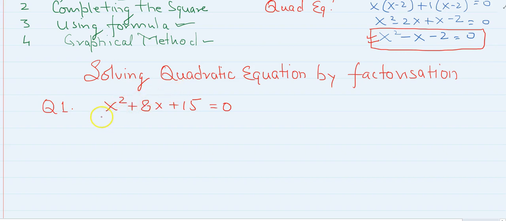Now let's take an example of solving quadratic equation x square plus 8x plus 15. First we have to factorize it, then we'll solve it. So in this, this is a term having x square, this is the term having 8x, and this one is 15. So we will factorize this number. We'll try to find all the factors of 15. So the factors of 15 are, we can have 1 multiply 15.